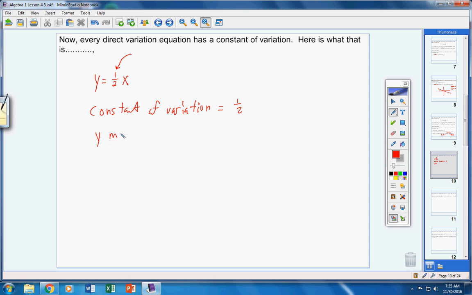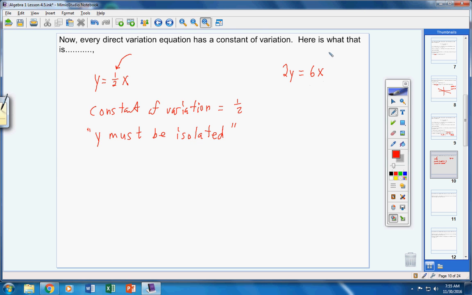The y must be isolated. Write that in your notes, please. I probably should have typed that. Write that down. The y must be isolated before you can find the constant of variation. In other words, copy this down. Is this a direct variation equation? Yes, it is. It's linear, and I have only an x and a y term.